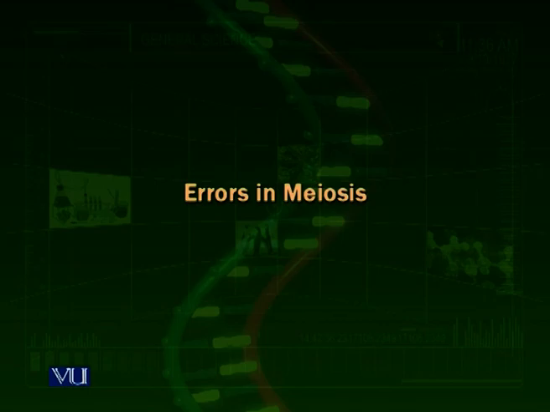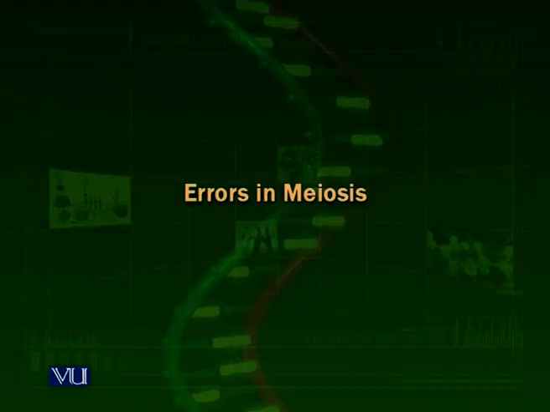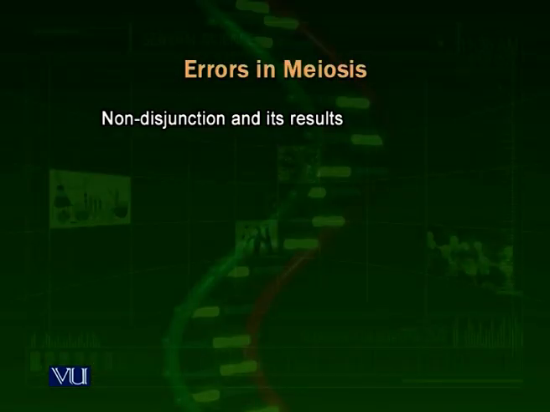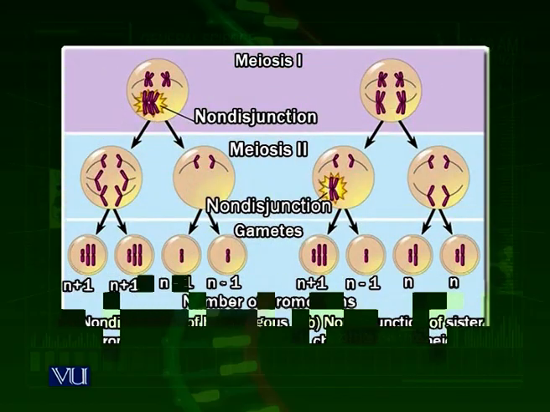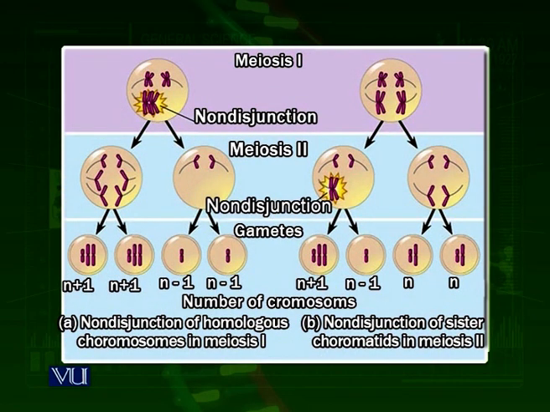Now what happens if an error occurs in meiosis? Errors in meiosis could have serious consequences or disadvantages. Usually, errors in meiosis come from non-disjunction. To understand non-disjunction, we have to look at a diagram. As we know, meiosis has two phases, meiosis 1 and meiosis 2, which result in the formation of gametes.